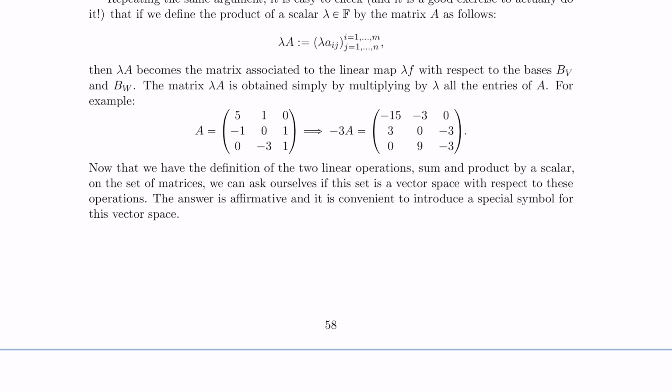So to recap, matrices form a set, and we have defined on the set of matrices two operations, the sum and the multiplication by a scalar, which are exactly the operations that we need in order to define a vector space. So now we can ask ourselves if the set of matrices together with these two operations is a vector space. We're going to see that this is true.